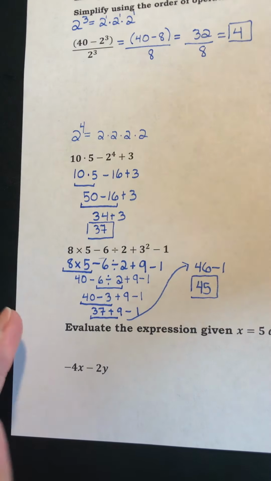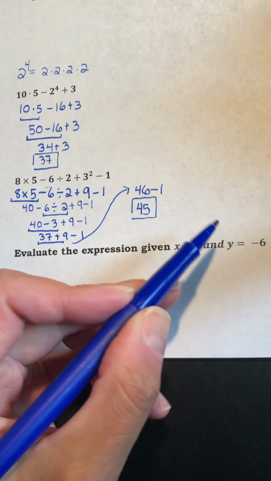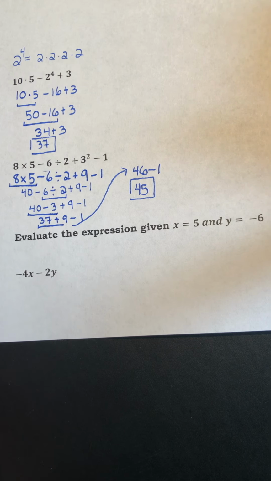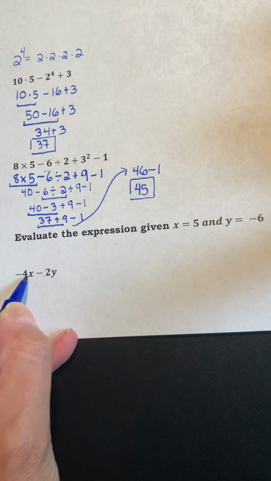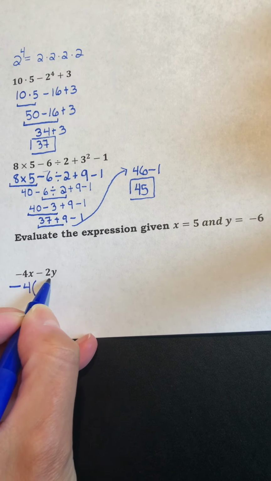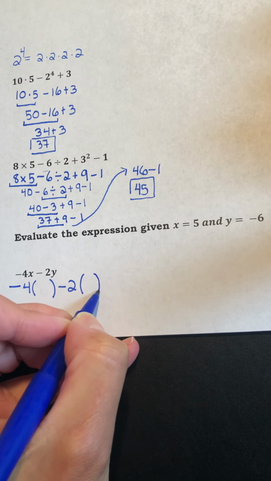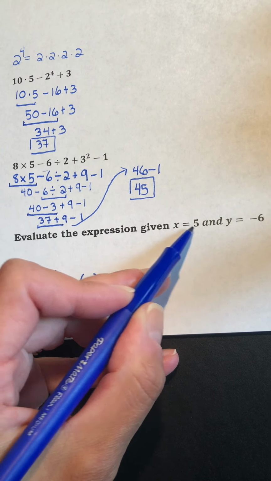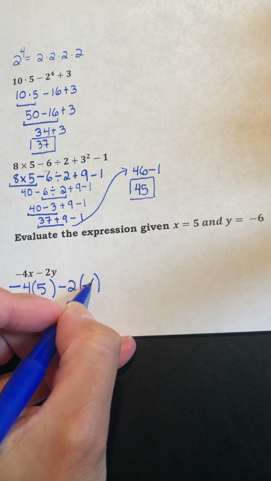Now my final problem is to evaluate the expression given that x is 5 and y equals -6. So remember, I said yesterday that it is super, super important to use parentheses when you substitute. So you're going to take this and you're going to carefully copy it as -4. Instead of x, I'm going to put parentheses here, copy down the -2, and instead of y, I put parentheses. What goes inside the parentheses? Whatever x and y are equal to. So x is equal to 5, which I put here. y is equal to -6, which I put here.